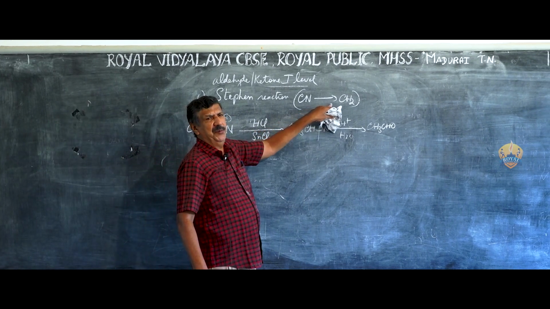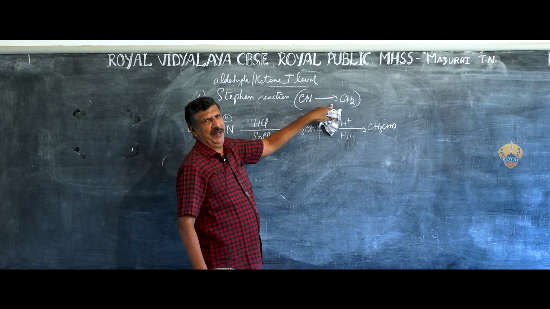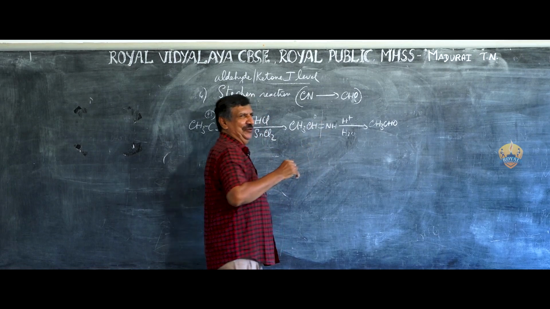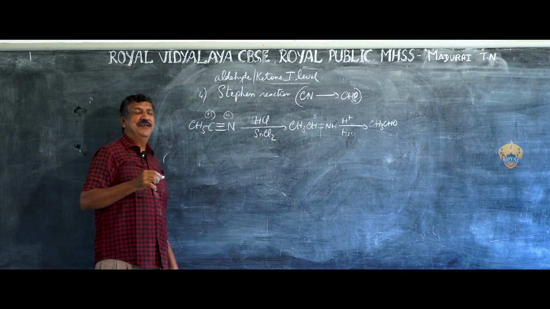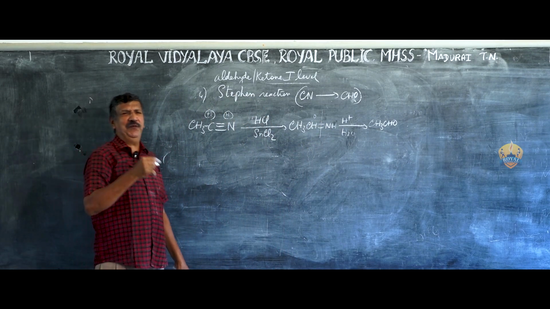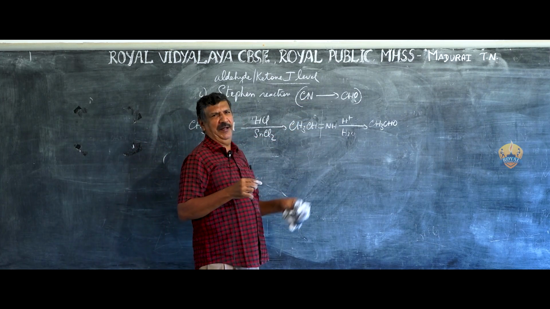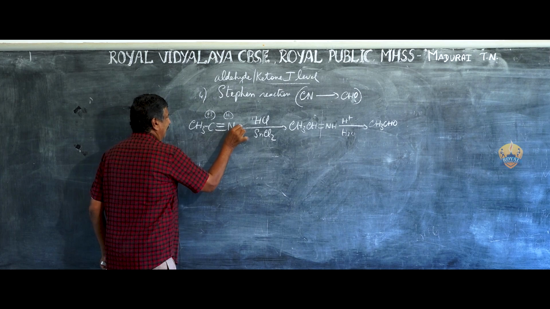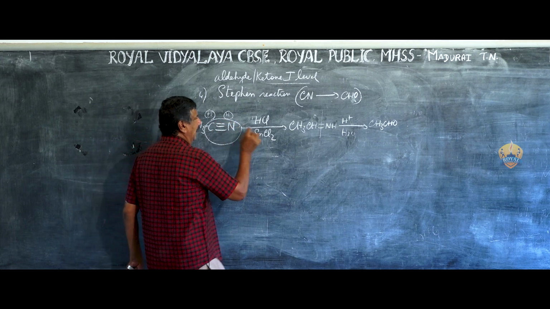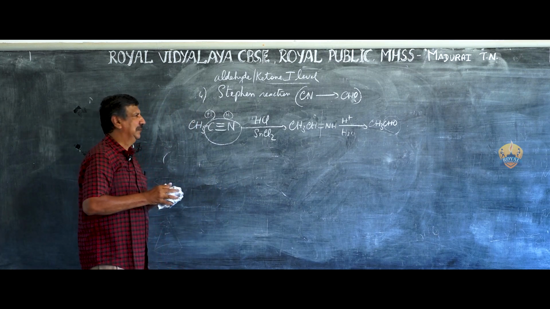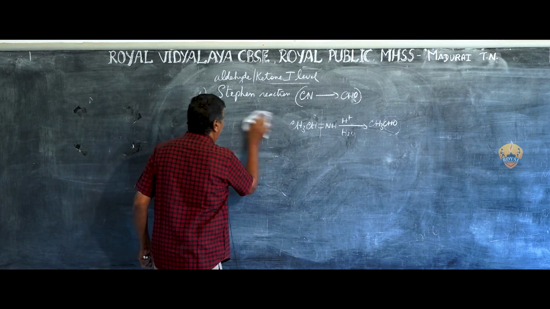Here I just made a mistake. What should I write? CHO, not CH2. I should write CHO. So what Stephen did, he converted a cyanide into an aldehyde. You see? Cyanide into aldehyde. That is a basic reaction. Okay, Stephen is over.